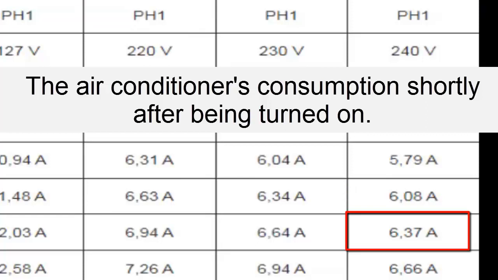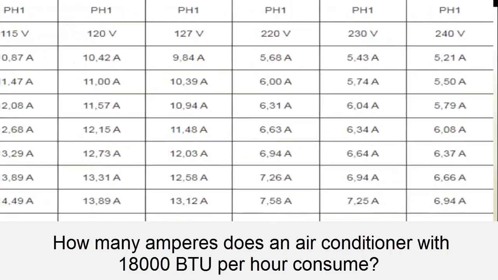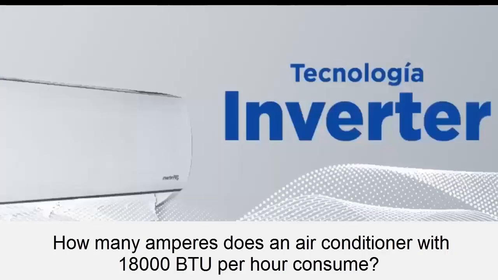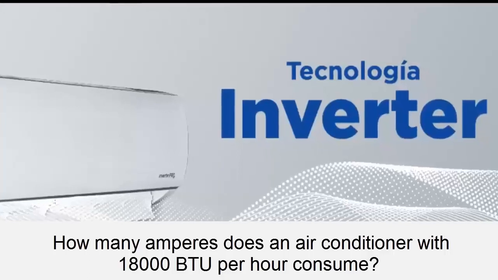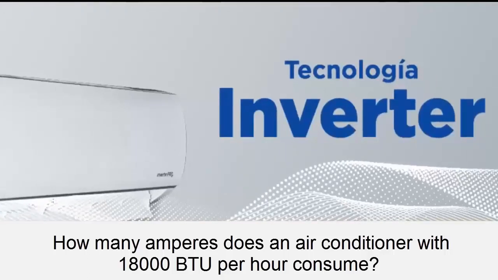When we talk about an inverter-type air conditioner, once the required room temperature is reached, the equipment's compressor has the ability to reduce the motor's revolutions without turning off completely. During the period when the motor rotates more slowly, the compressor's current consumption is lower.